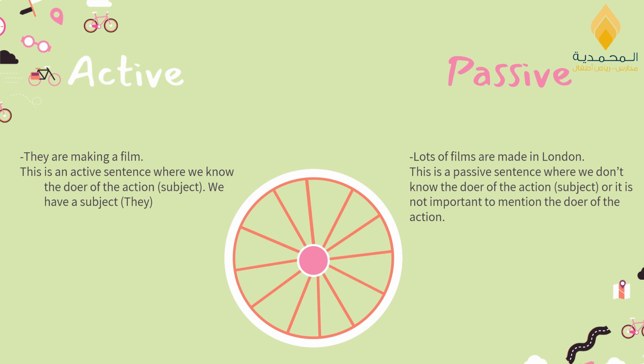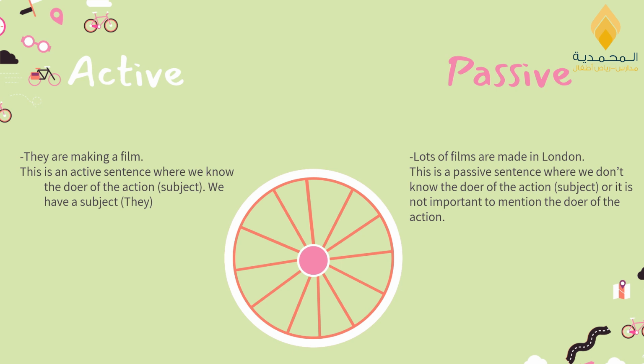Excellent, you were right. In active sentences, we have a subject. We know who did the action. Take this example: They are making a film. This is an active sentence where we know the doer of the action, the subject. We have a subject, which is they.